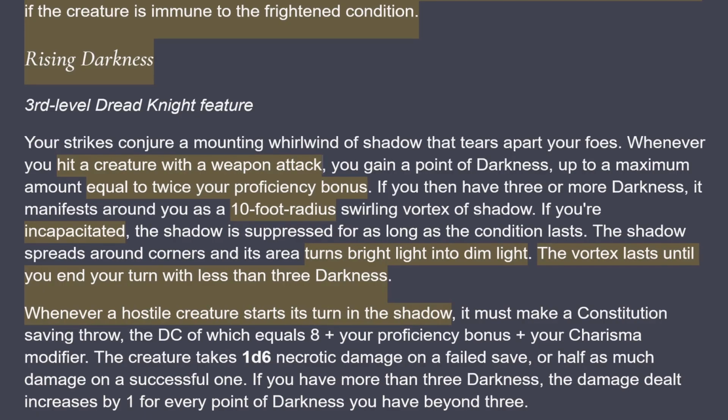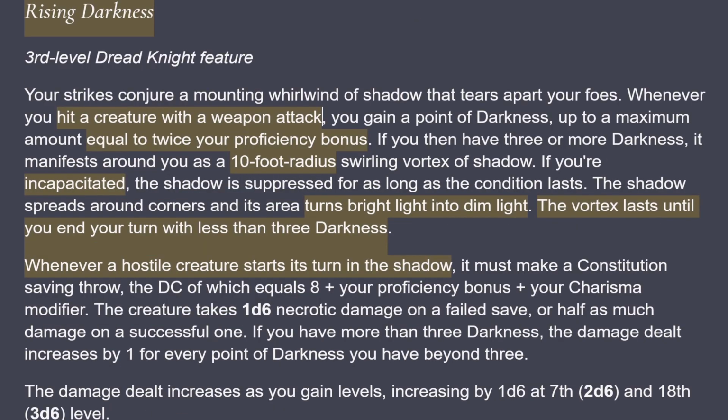So your rate to gain, I mean, again, it's double your proficiency. You only have 4 maximum at the moment, but essentially optimizing this means making as many attacks as possible with your weapons on your turn. It then goes on to say that if you then have 3 or more darkness, you manifest a 10-foot radius swirling vortex of shadow. 10-foot radius.